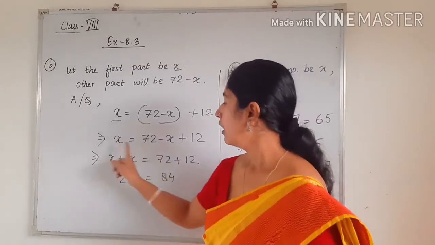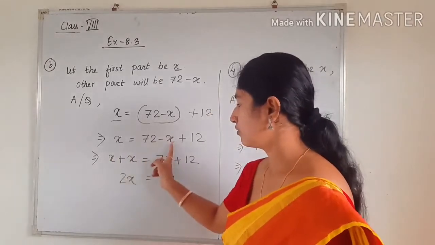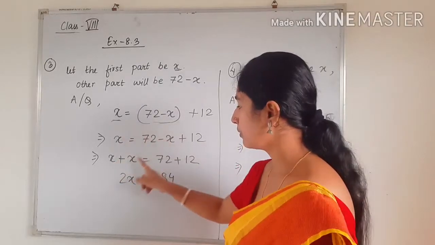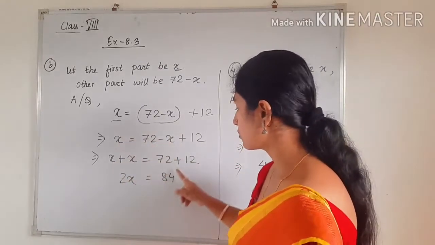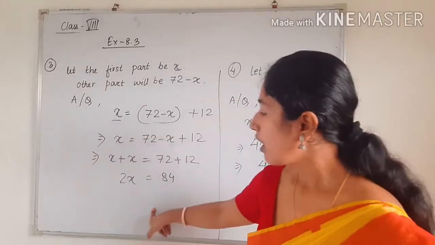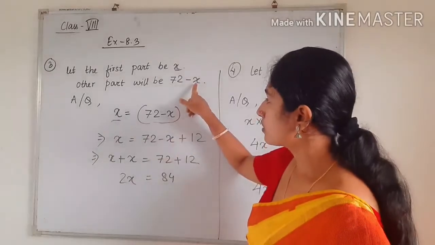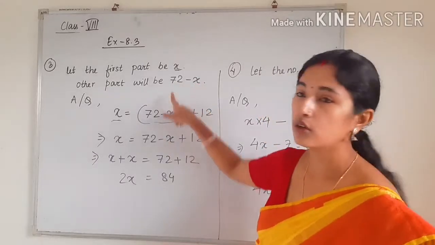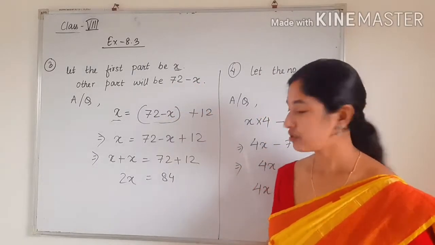We have to collect the variable. So x, when it goes to that side, will become plus x, and 72 plus 12 will be 84. So 2x is equal to 84. You can easily find the value of x. And when you find x, you can subtract that number from 72 and you will get the other part also. So try to do this.